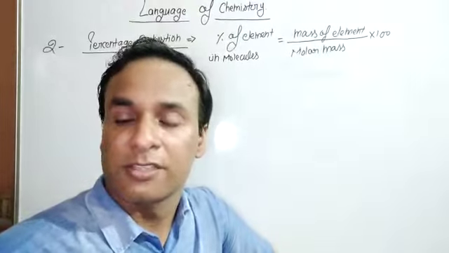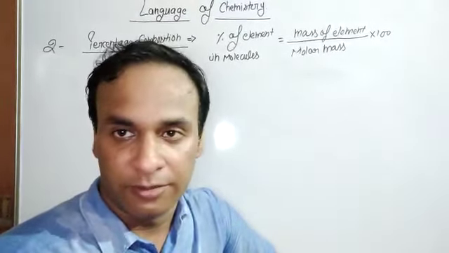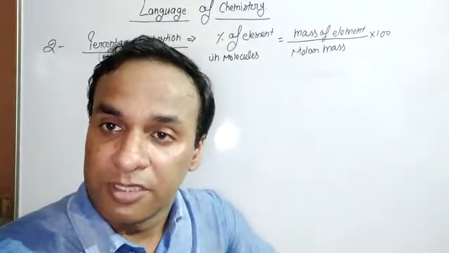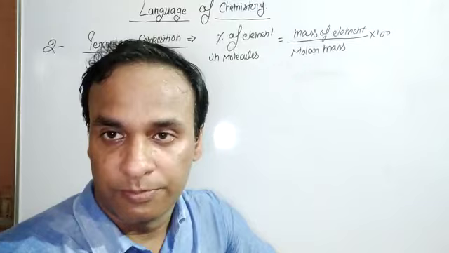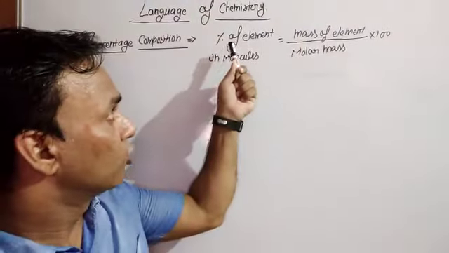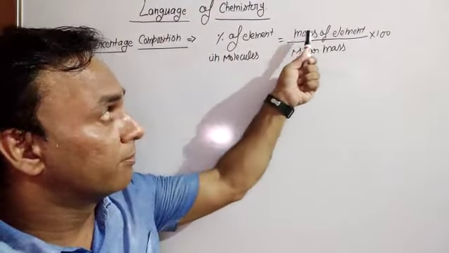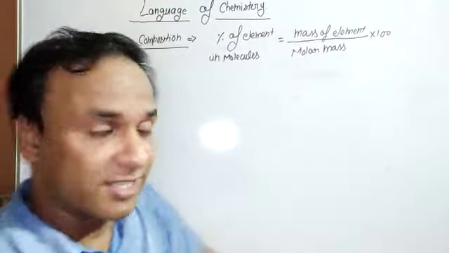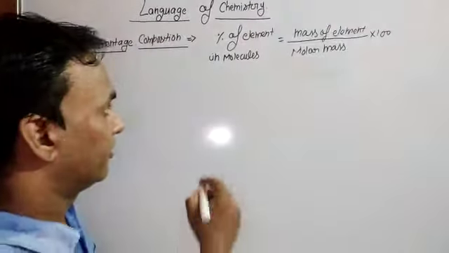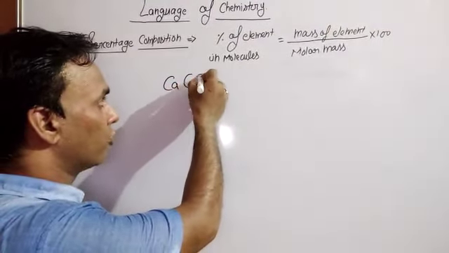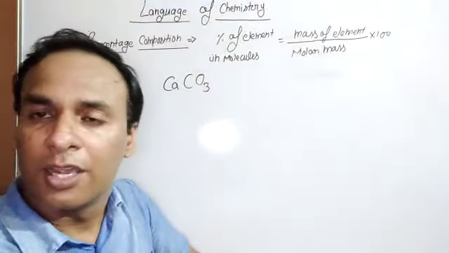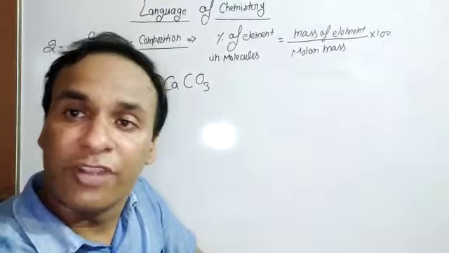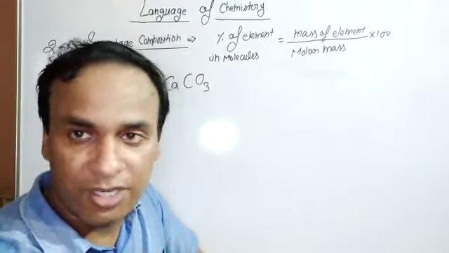Now my second topic is percentage composition of an element. By this formula we calculate the percentage of an element in a molecule. The percentage of element in a molecule is equal to the mass of element upon molar mass into 100. For example, calcium carbonate, whose formula is CaCO3, is made of calcium, carbon and oxygen, and we have to calculate the percentage of each element.